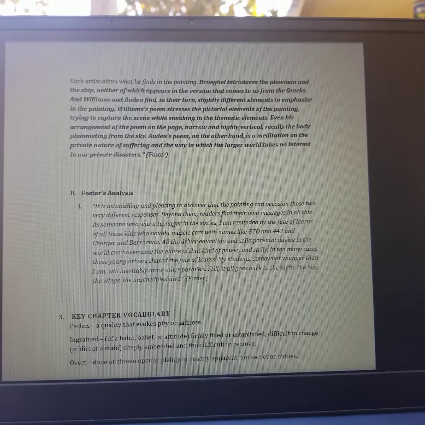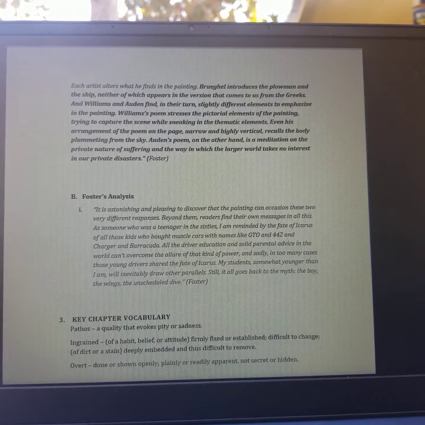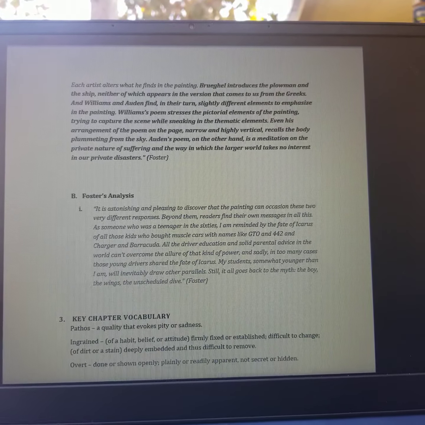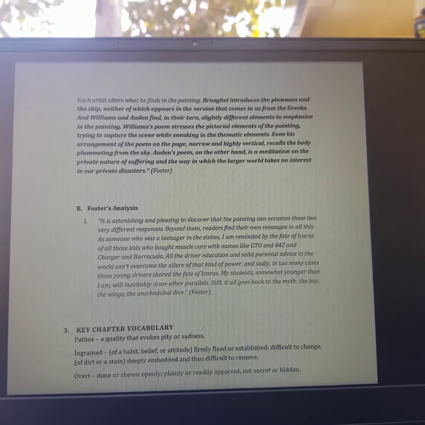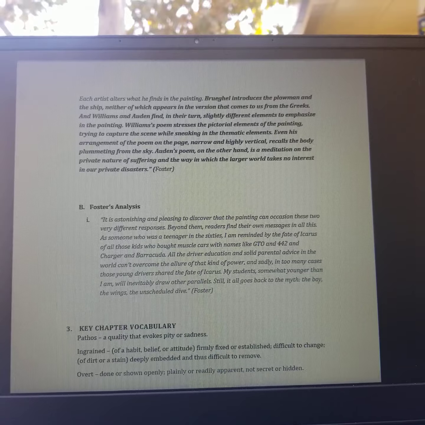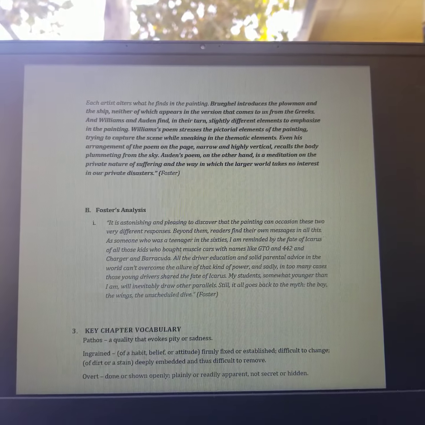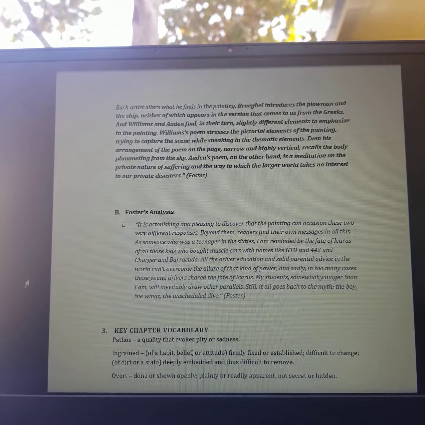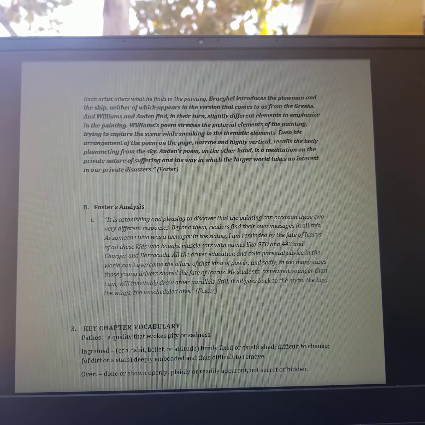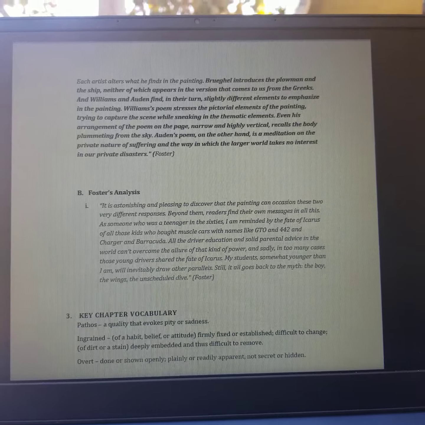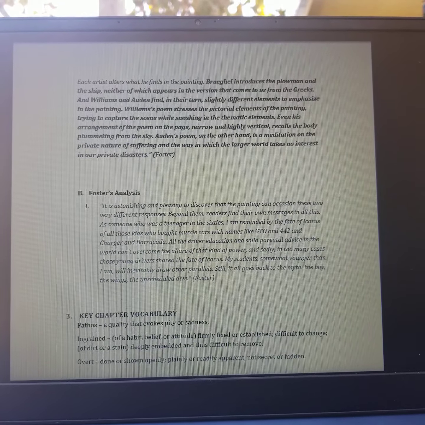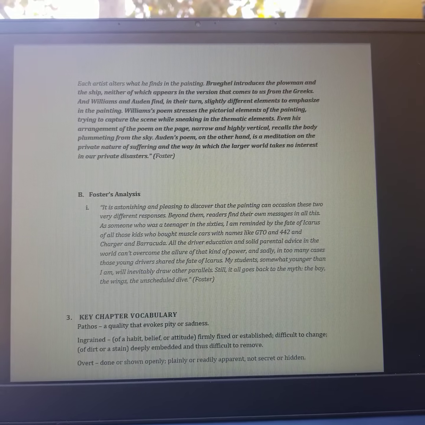So the way he analyzes this is that it is astonishing and pleasing to discover that the painting can occasion these two different responses. Beyond them, readers find their own message in all of this. As someone who was a teenager, they make the connection that a person now in their 60s reminds themselves of the fate of Icarus, similar to being able to get a vehicle, and now they're finally able to drive at a young age, preferably teenagers.